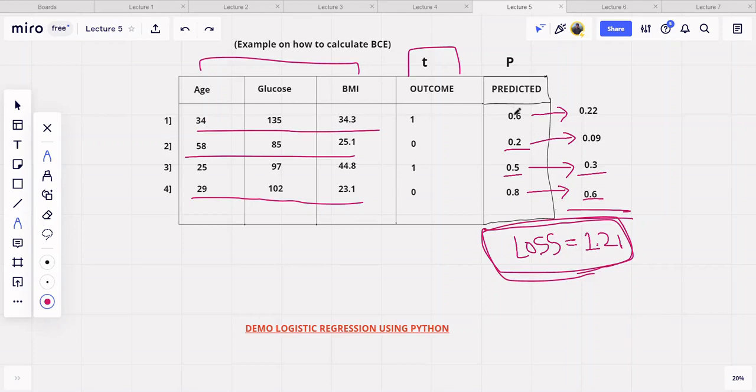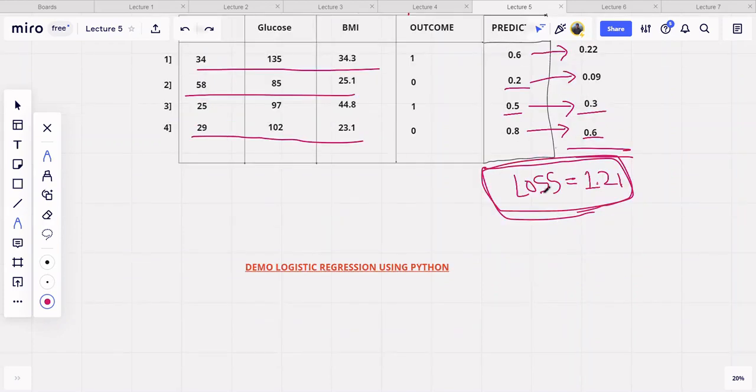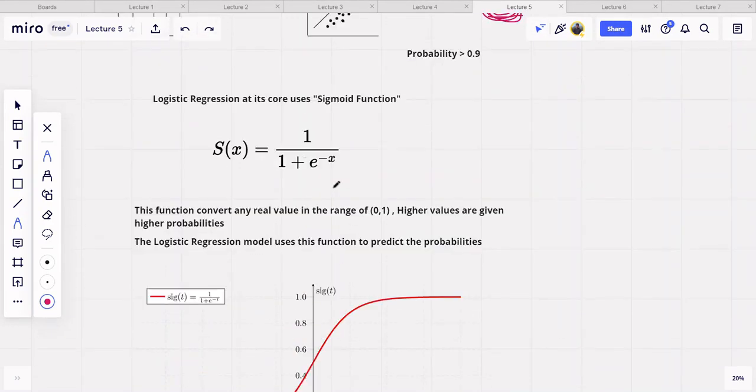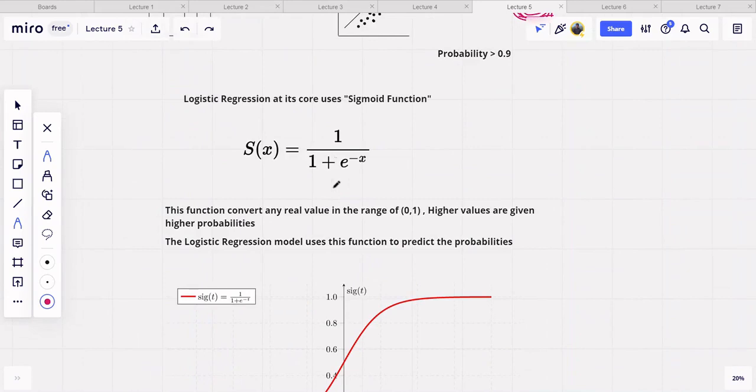But in real world scenario, this loss would be very high. Okay, this loss would be very high. Okay, so this is an overview about how logistic regression works, and what basically a classification problem looks like in general.